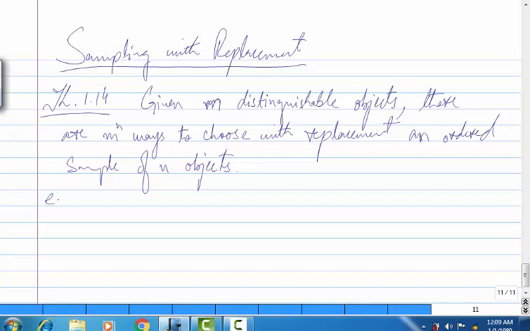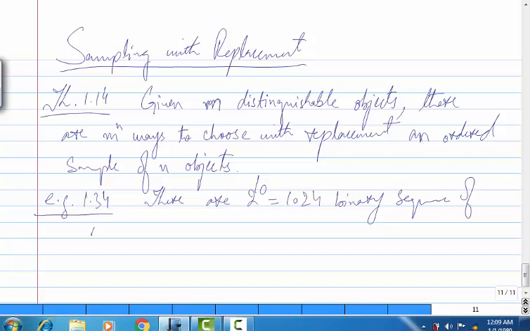An example to understand this is example 1.34. This example says that there are 2 power 10 equal to 1024 binary sequences of length 10.